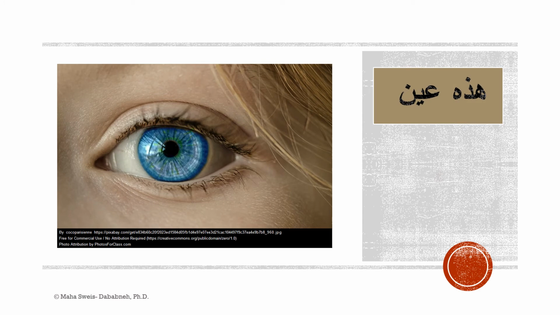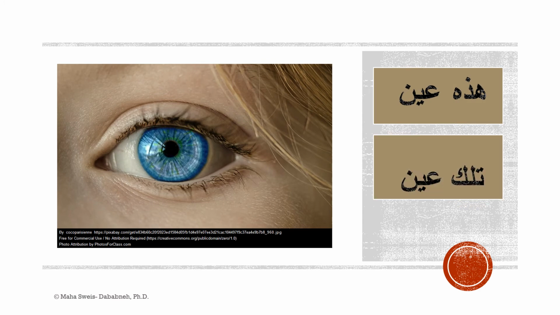هذه عين, تلك عين. Remember this and that. هذه عين, this, تلك عين for that. We use feminine nouns here because عين is feminine because, as I said, some of the body parts that come in pairs are feminine.